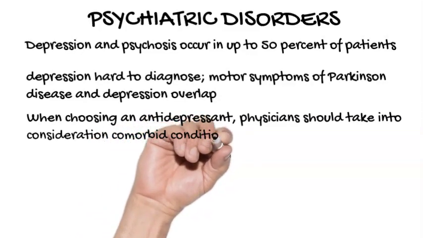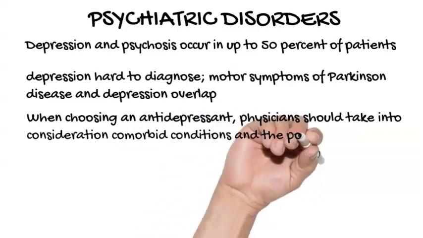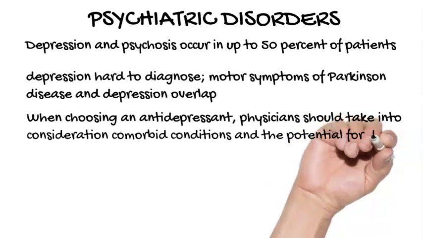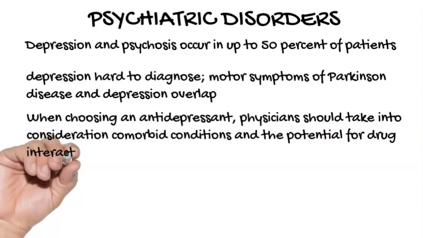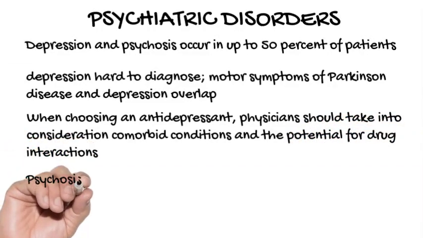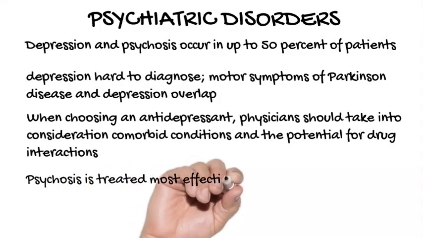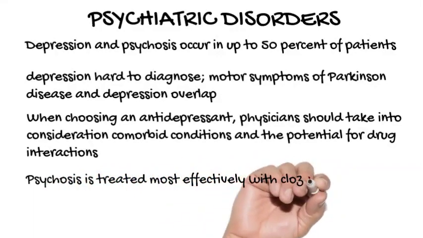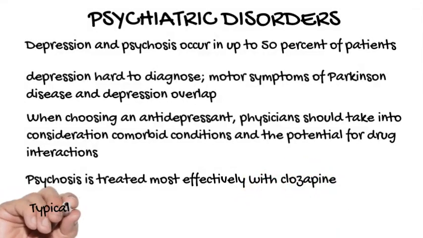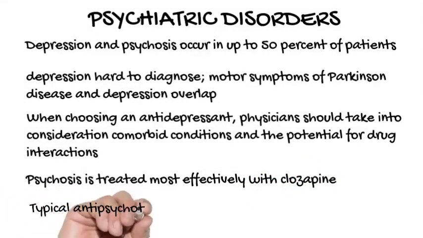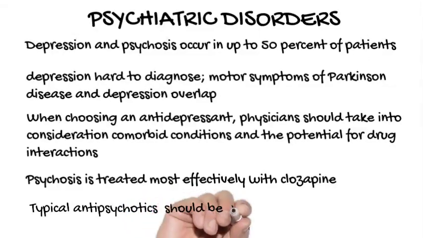Psychosis, manifested by visual or auditory hallucinations and delusions, is treated most effectively with clozapine. It requires weekly monitoring because of the risk of agranulocytosis. If regular monitoring is not possible, quetiapine is modestly effective. Typical antipsychotics should be avoided because they will worsen motor symptoms.